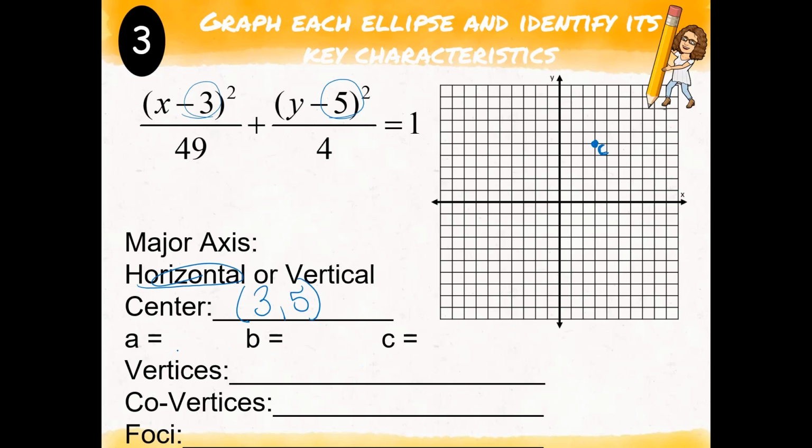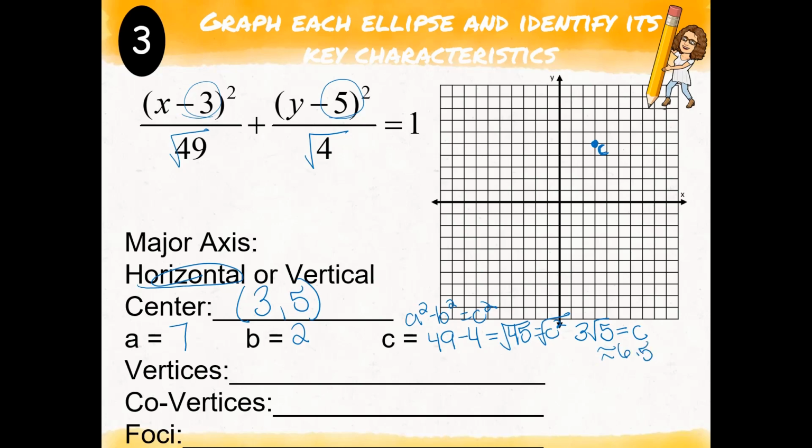Now, let's find our a. Remember, a is the square root of the bigger denominator. So this a will be 7. My b is the other denominator's square root, so b will be 2. And then c, remember we had that formula, a squared minus b squared equals c squared. So we're going to go 49 minus 4. That's going to give us 45, and that is c squared. So let's square root both sides. We're going to get 3 square root of 5 for our c value. Square root of 45 is very close to square root of 49, so that would be 6.5 roughly, probably for a decimal.